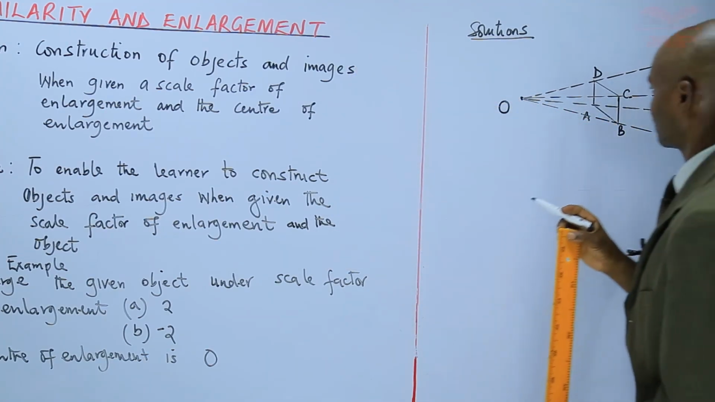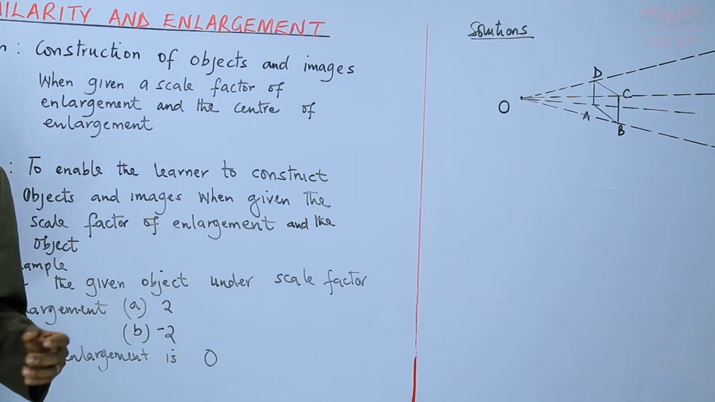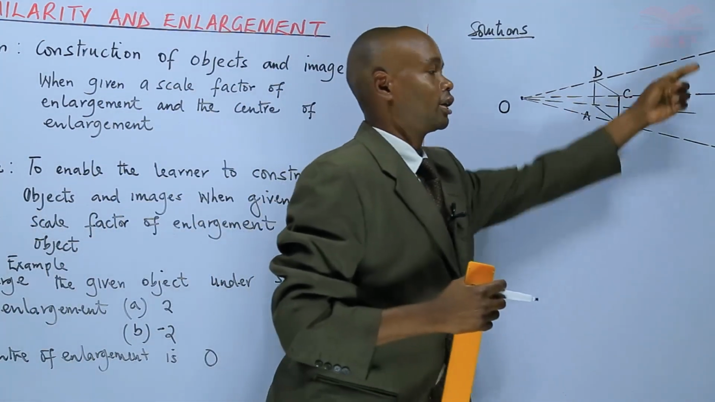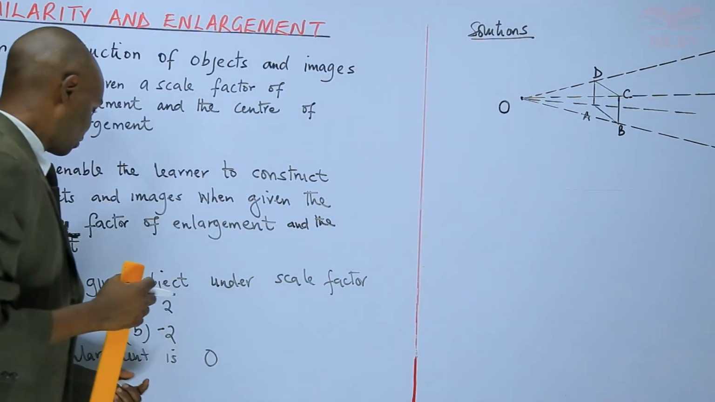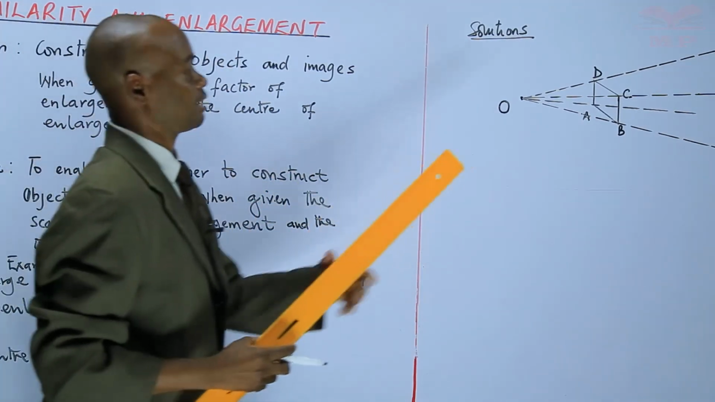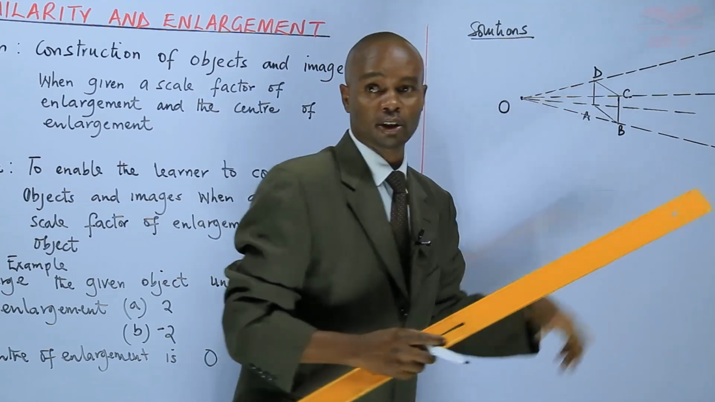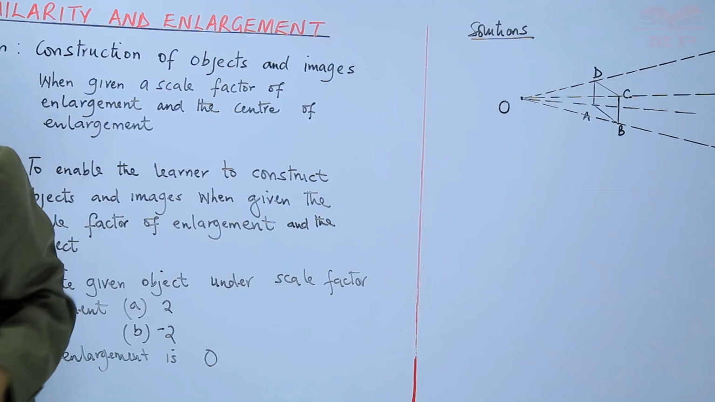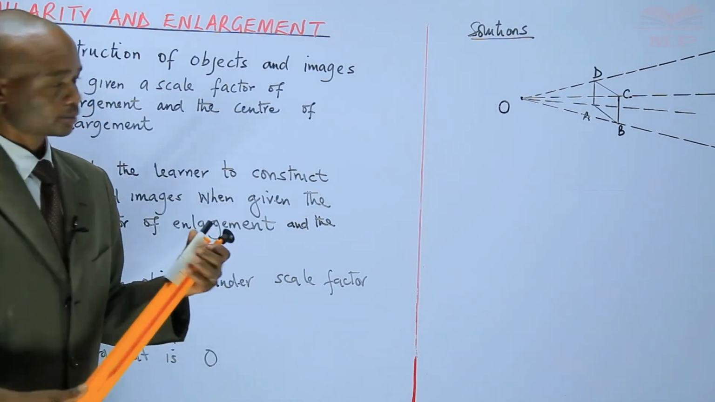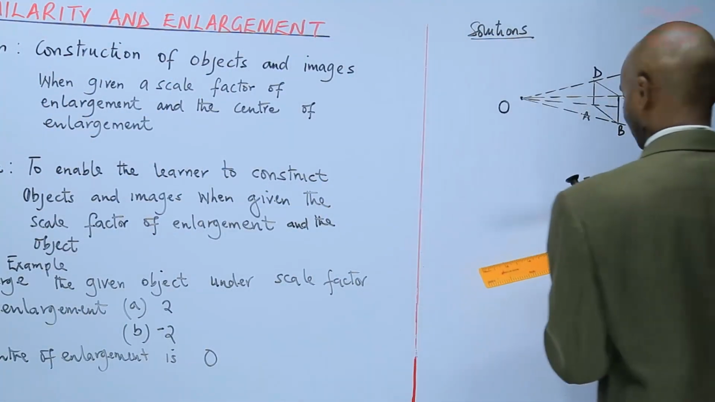Learner, you discover that in any enlargement, if the scale factor is 2, the distance of the image from the center of enlargement will be double because we have 2. It will be double the distance of the object from the center of enlargement. So you'll take your pair of compass. We have this distance. You'll actually measure.